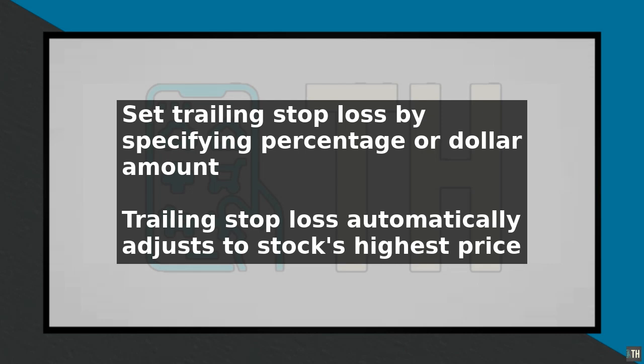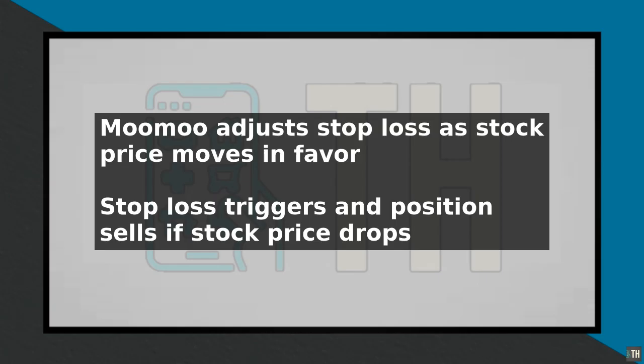Once you have set your trailing stop loss, Moomoo will automatically adjust the stop loss as the stock price moves in your favor. If the stock price drops to the level of the trailing stop loss, the stop loss will be triggered and your position will be sold. It is essential to note that a trailing stop loss can be an effective way to manage risk, but it is not a guarantee against losses.